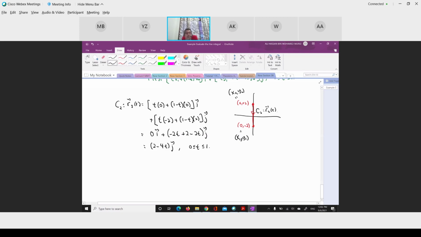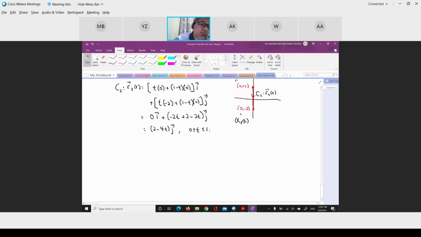You can see here when t is 0, it gives us 2j. When t equals 1, we get minus 2j. So you can also use this to evaluate the integral over C2. I leave it to you to show that the integral over C2 can be evaluated using this parameterization.